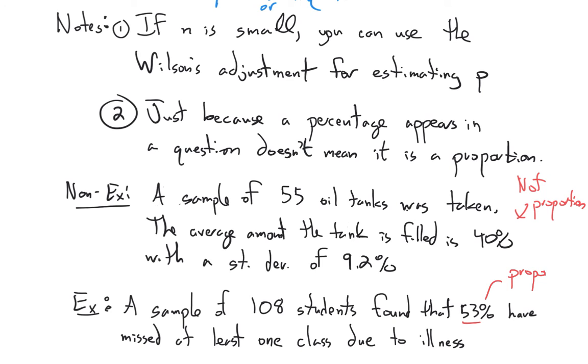So it's a good idea, if you're ever unsure, to ask yourself, what would one observation look like? If it's just a yes or a no, or in or out, then it is indeed a proportion. And if one observation looks like a number or a percentage or something like that, then it's not a proportion. So that's a good way to distinguish between just percentages appearing in a question and being actually proportions.